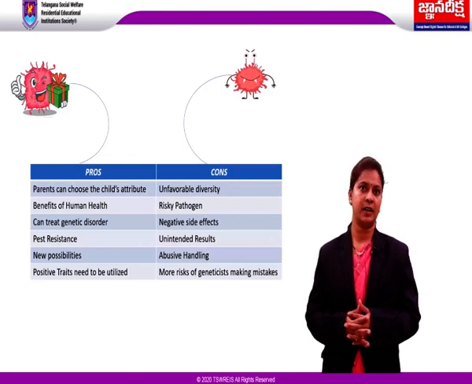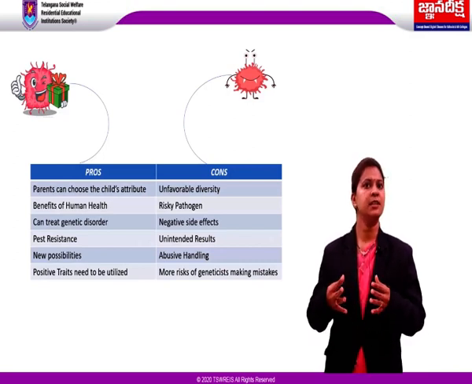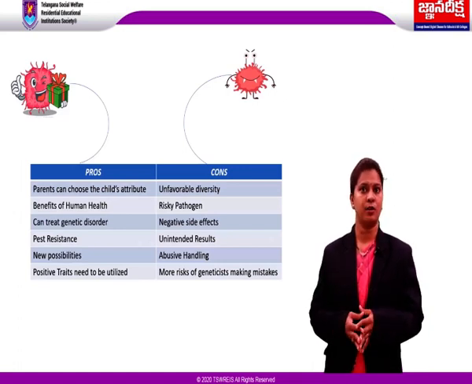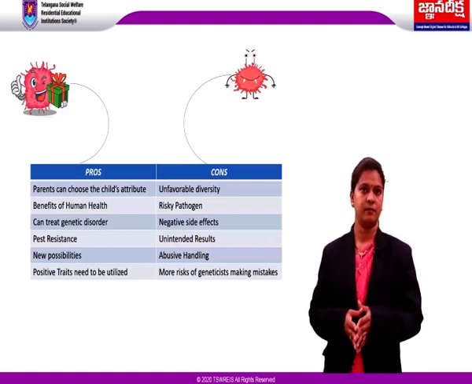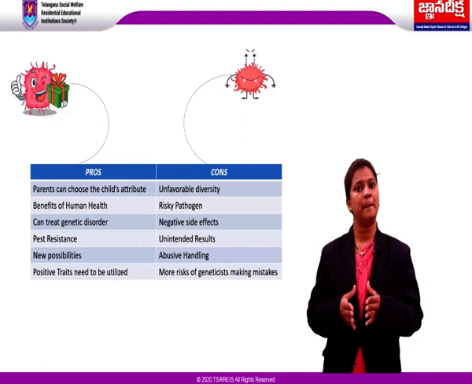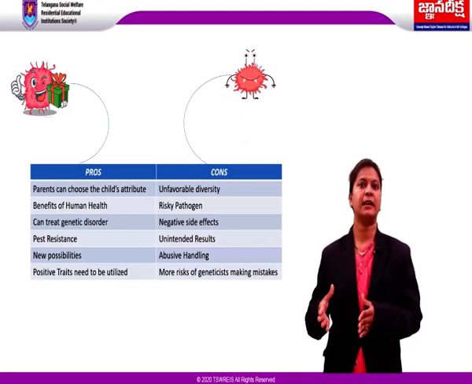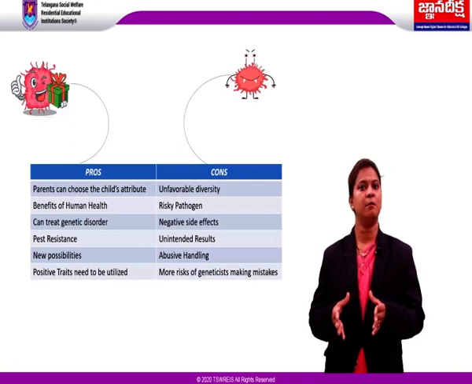Now, speaking about disadvantages, it may lead to unfavorable diversity. For genetically modified organisms grown outdoors, there is a fear that the foreign genes they contain may spread to other plants. Risky pathogens sometimes may cause many diseases. There are many negative side effects also. Unintended results may come out. Due to abusive handling, there is a possibility that genetically modified organisms released into the environment may act as a bioweapon and lead to negative impact. There is more risk of geneticists making mistakes.